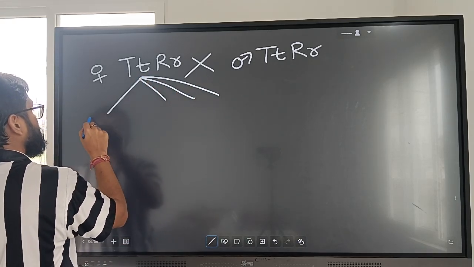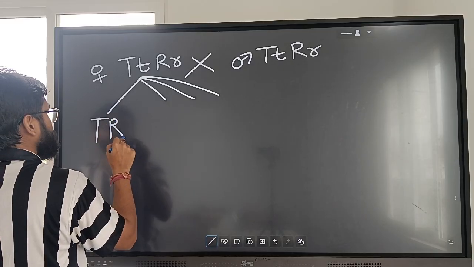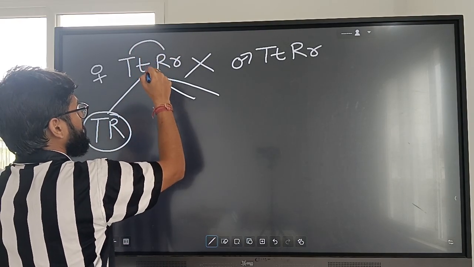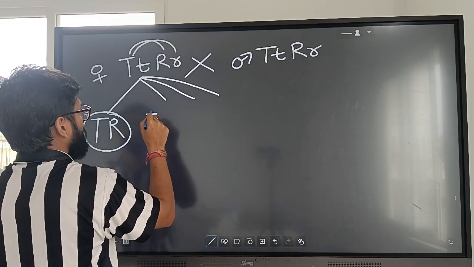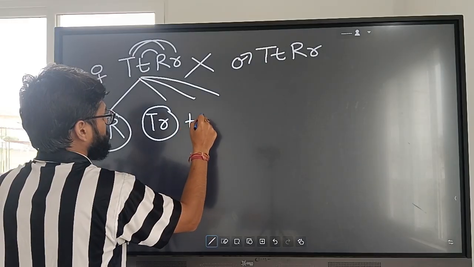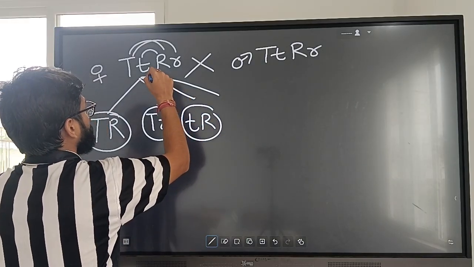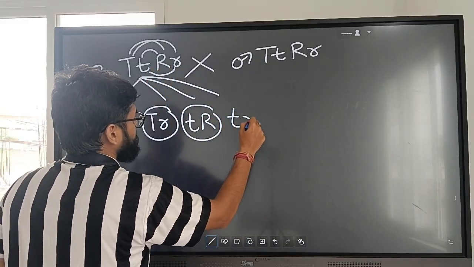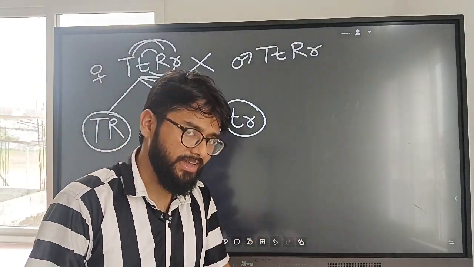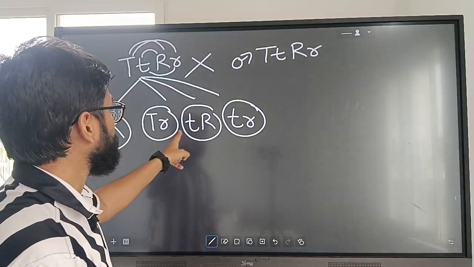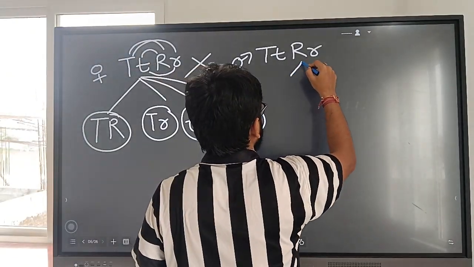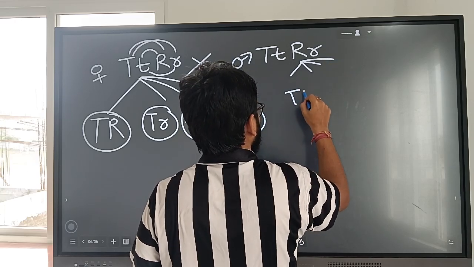Now how do we create these gametes? Just make combinations. Capital T, capital R. Capital T will also go with small r. Similarly, small t will go with capital R, and small t will go with small r. This is how you make gametes for a dihybrid cross. Similarly, you will get it for this also. Same.